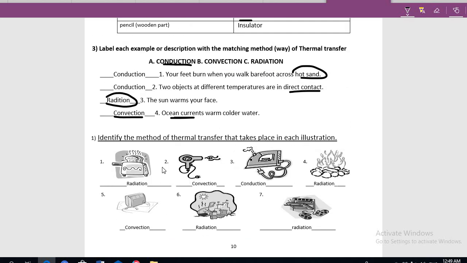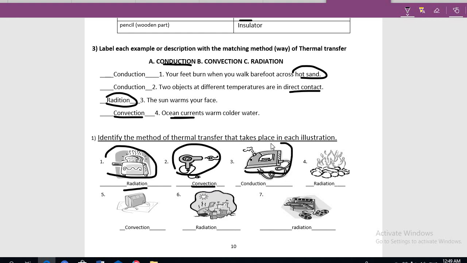Look at this and identify the method of thermal transfer that takes place in each illustration. This toaster emits waves to cook a toast, so this type of heat transfer is radiation. While this flower emits warmed air, so the type of heat transfer is convection.